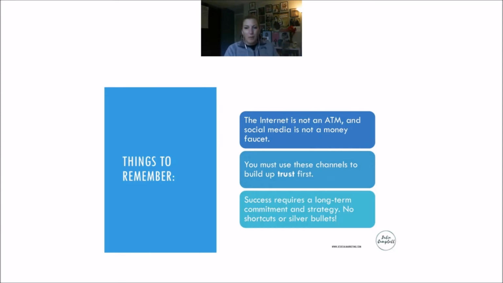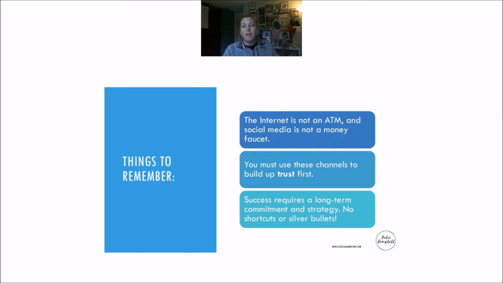So some things to remember. The internet's not an ATM, right? It's not a money faucet. It was not designed that way. None of these tools were designed for nonprofits to raise money. For a Good Cause was, okay, that's a great example. But social media platforms, they were not designed for that. They were designed for us to connect with friends and family, and then eventually now to sell ads.